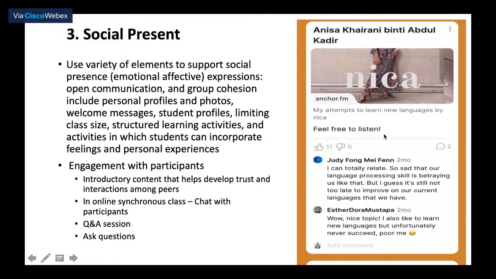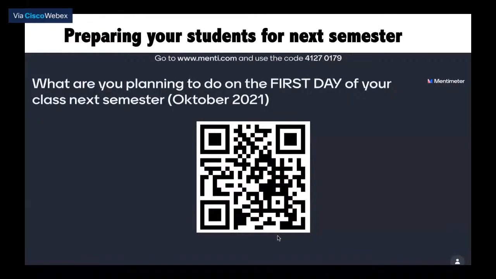So this is Judy's reflection on the content. And then Esther said, wow, what a nice topic. So when you require their friends to give reflection on what they have been doing, then they see that somebody is listening to what they did, and they give reflection. It gives some motivation to the students. So that is social presence, meaning that you must make their friends visible.